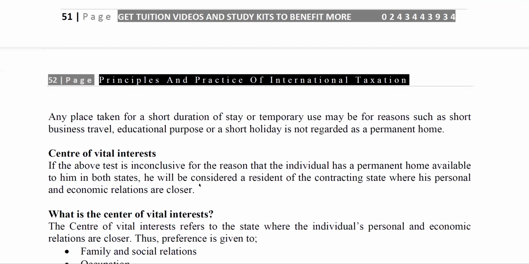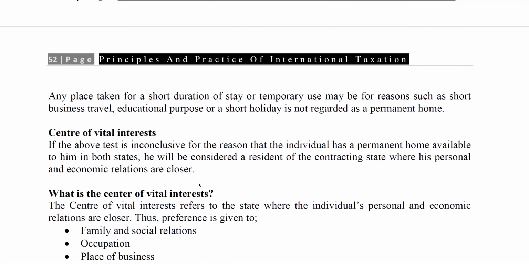So we've seen permanent home. Now, any place taken for a short duration or stay or temporary use, maybe for reasons such as business travel, educational purpose, or short holiday, should not be regarded as a permanent home. See, I've given you the clue. So if you look in a question and you see somebody who has taken a place for a short stay or temporary use, or maybe some hotel just for business travel or educational purpose or short holiday, it should never be regarded as a permanent home. Does that make sense?